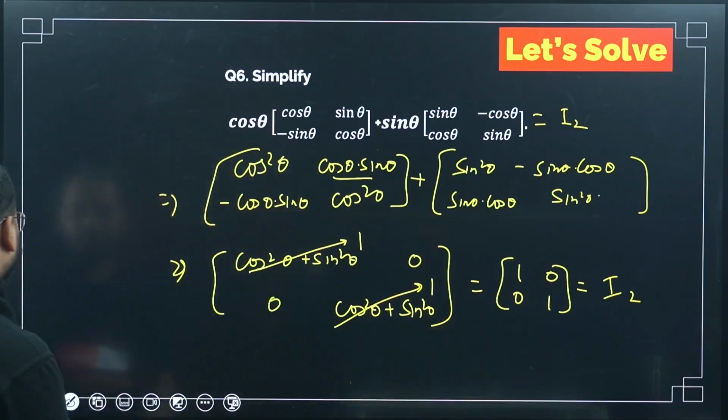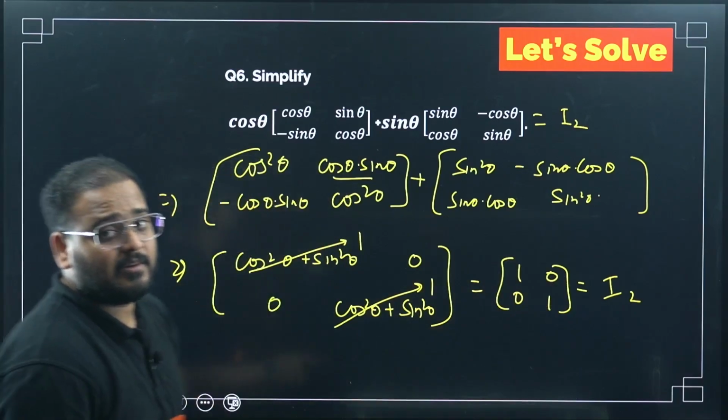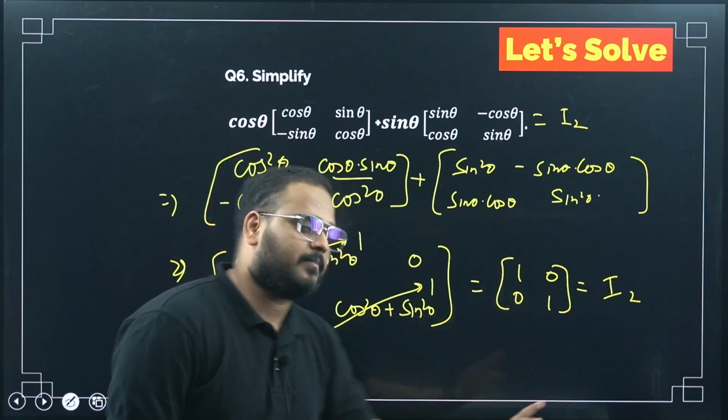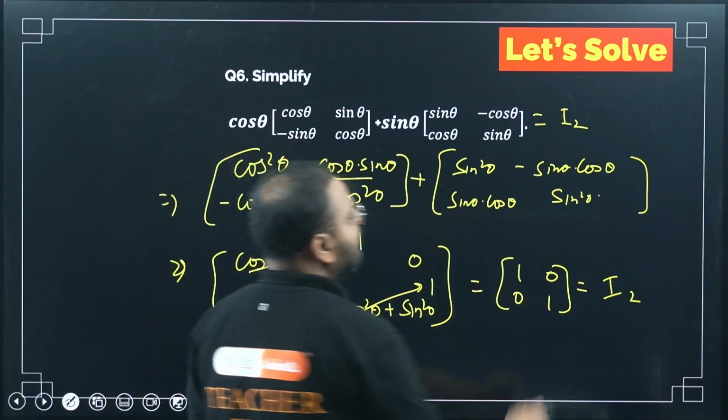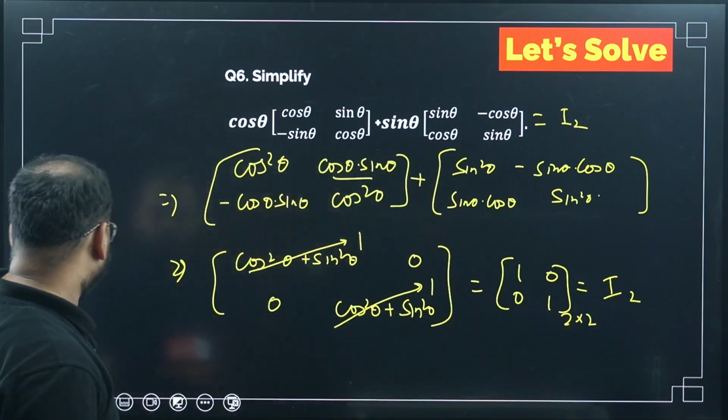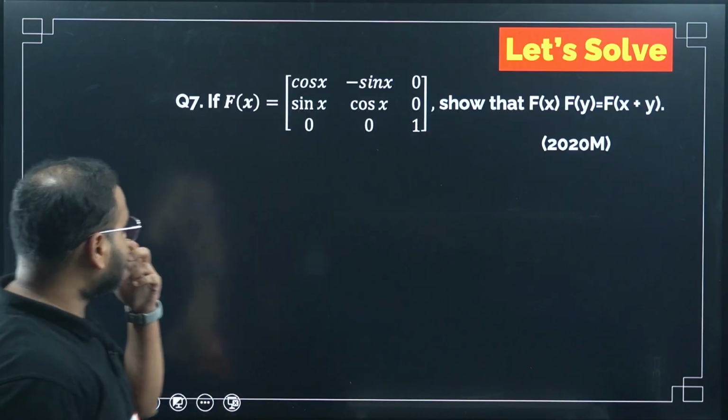What type of matrix again? Square matrix. Square matrix is where the number of rows and number of columns are same. What is the number of rows and number of columns here? Here 2 cross 2. I can write it as I2. Moving on. Question number 7.